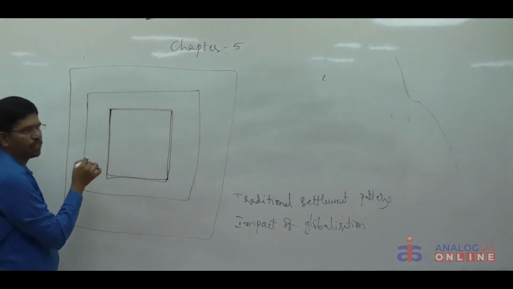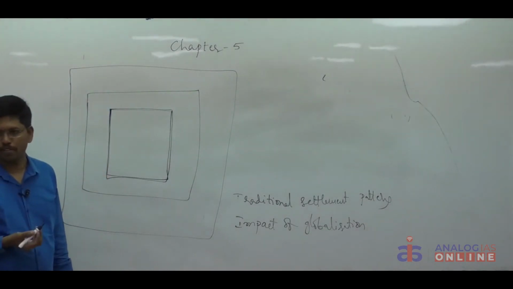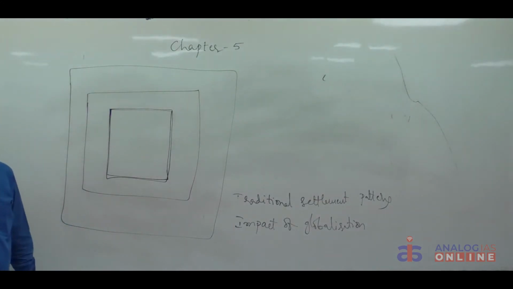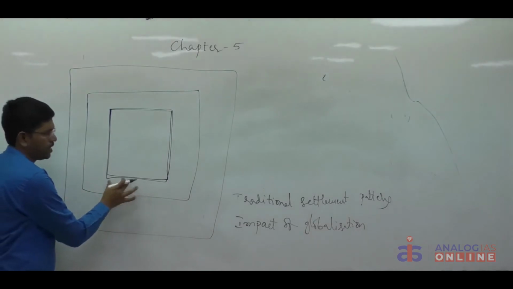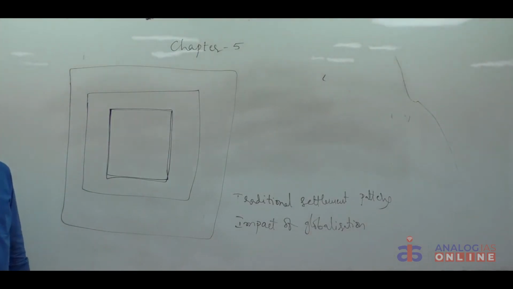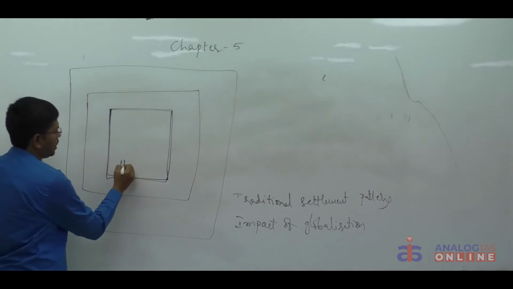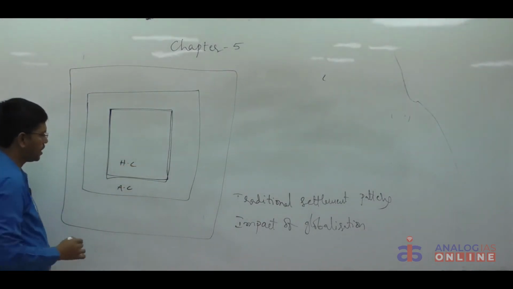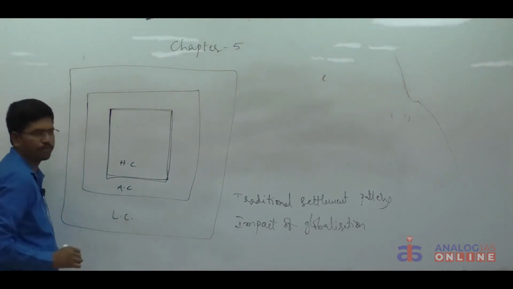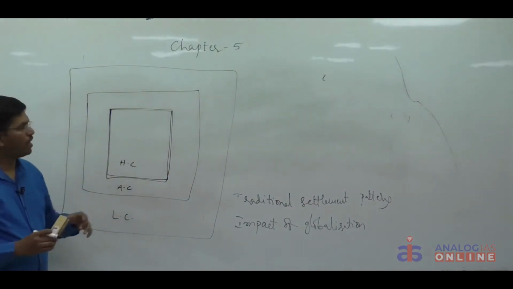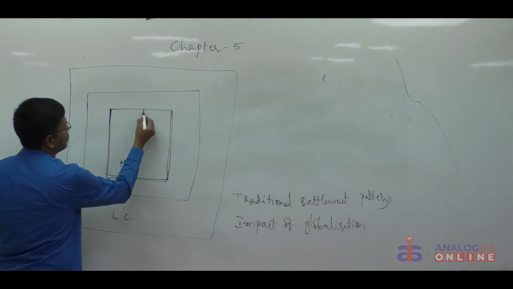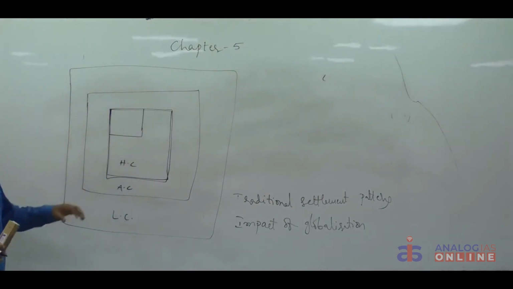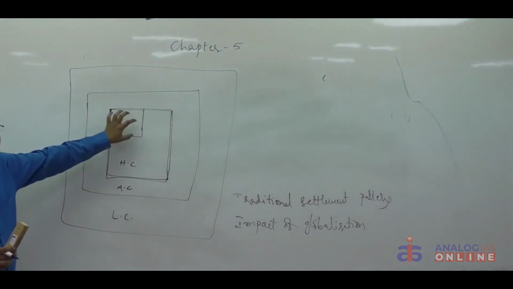In the core area, we can come across upper caste. Peripheral area. In the peripheral area, we can come across lower caste. In the middle area, we can come across ascending caste or intermediary caste. Here, higher caste. Here, ascending caste or intermediary caste. Here, lower caste. In the core area, again, we can come across Brahmin colonies. Brahmins used to live in the form of agraharams.